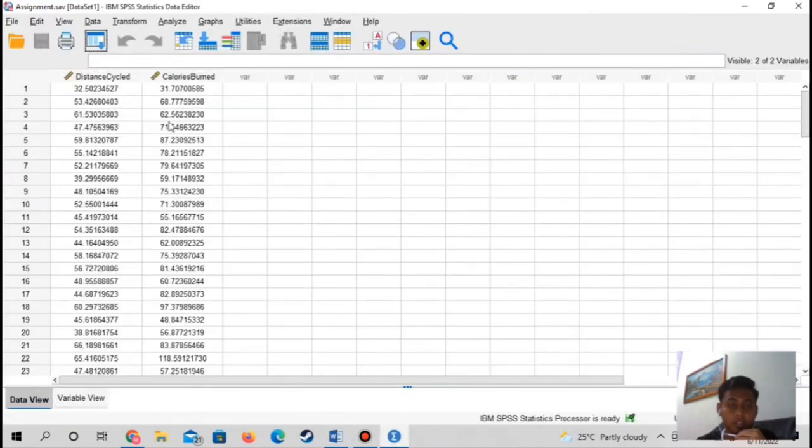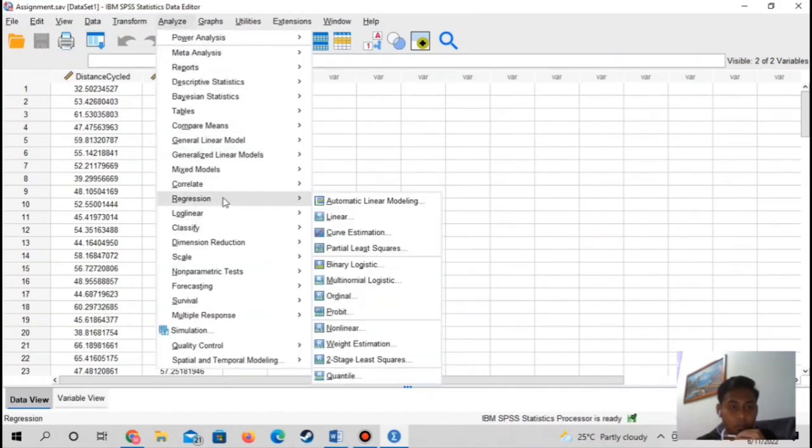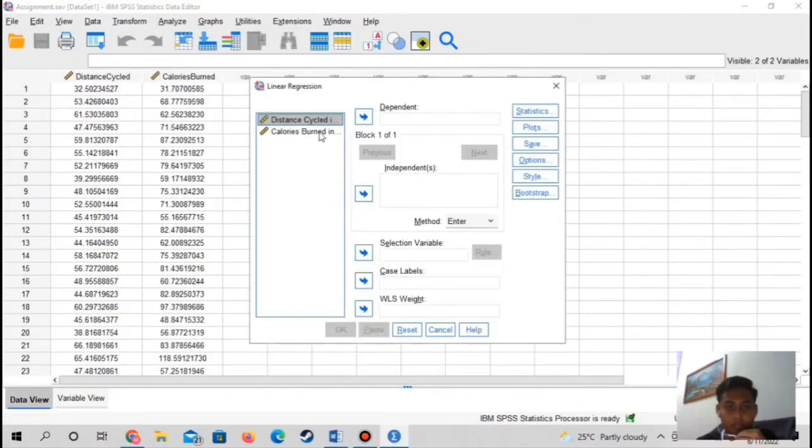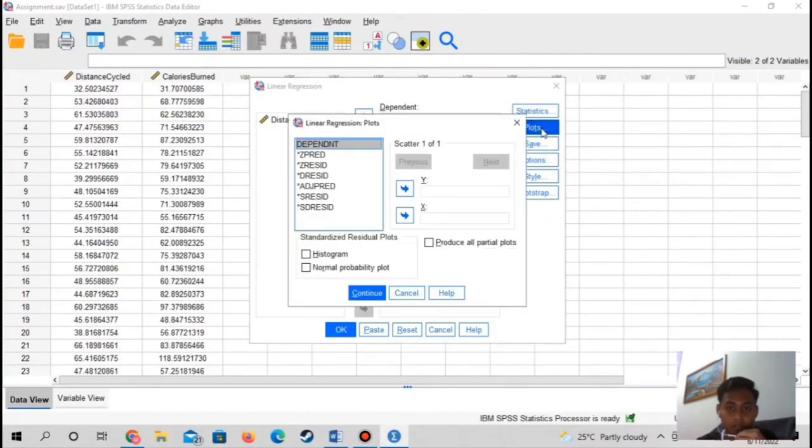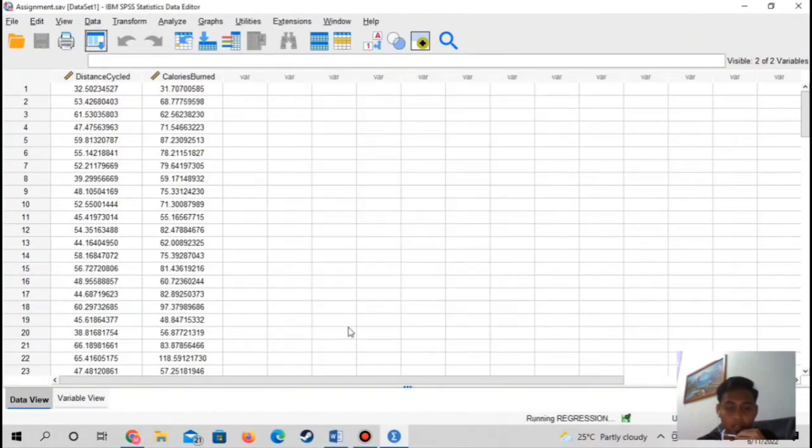As I said before, distance cycle is the independent variable and calories burned is the dependent variable. So first, if we want to find the determination, click analyze, then go to regression and click linear. Transfer distance cycle as independent and calories burned as dependent. Click statistics, tick descriptives and confidence intervals, then click plots, ZPRED at X and ZRESID at Y. Click continue and OK.